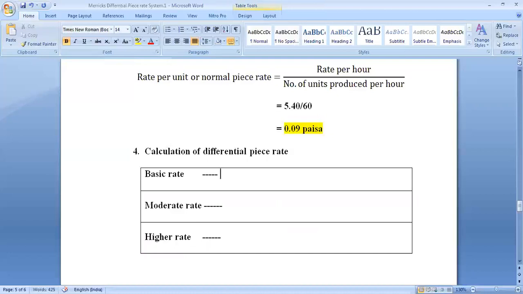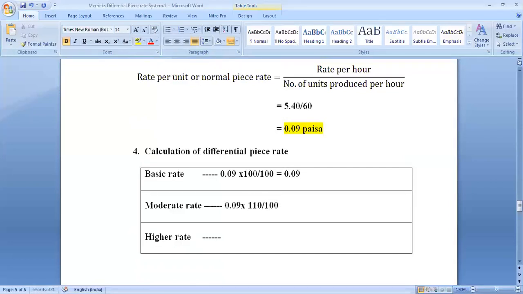So 100% of piece rate will be given to the person who is performing. This is normal piece rate or piece rate. So 100%, 3 slabs we will calculate and keep it. 100 divided by 100 is nothing but 100%. That will give us nothing but 0.09. Okay, rupees 0.09.